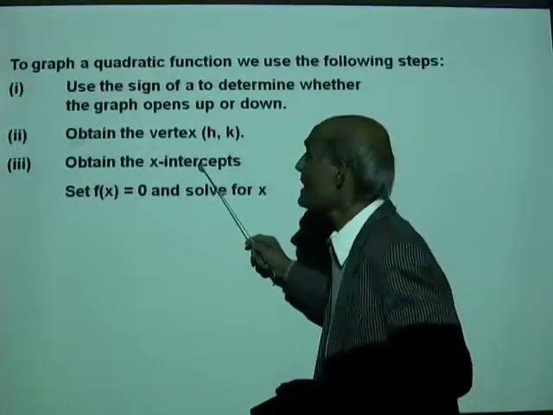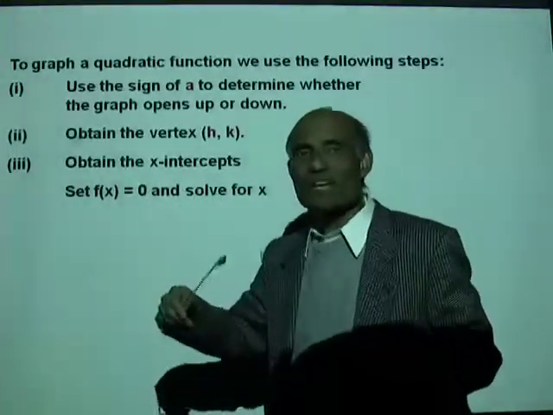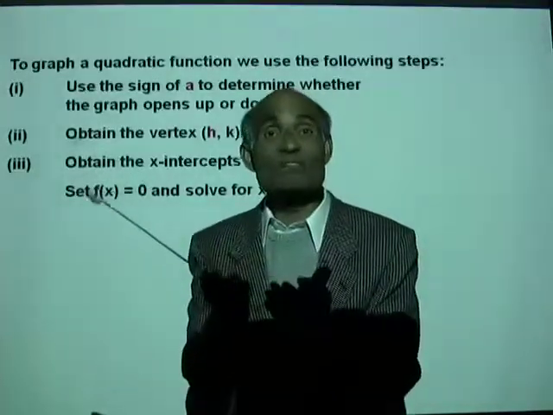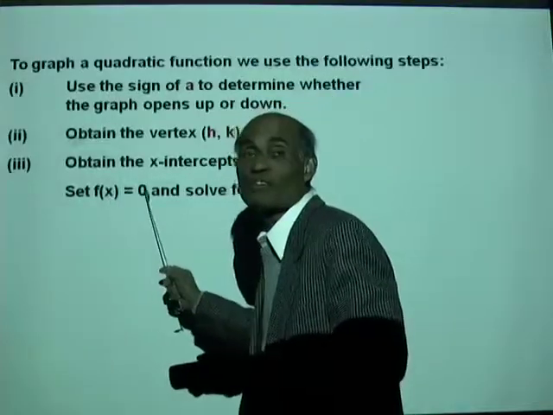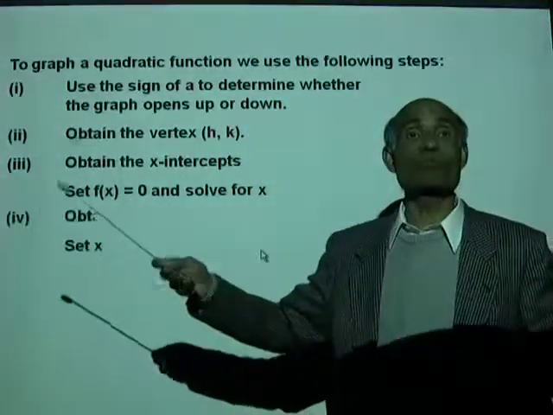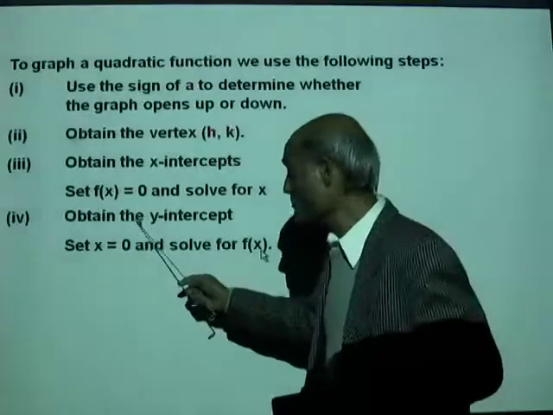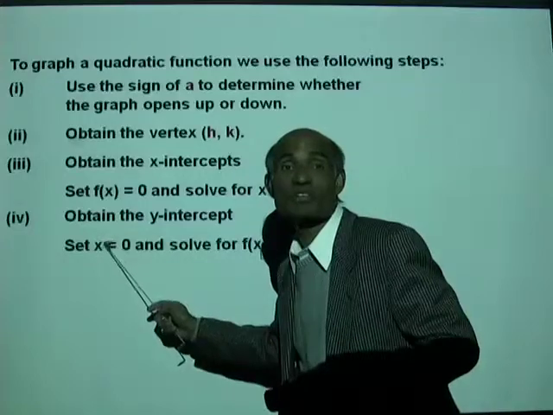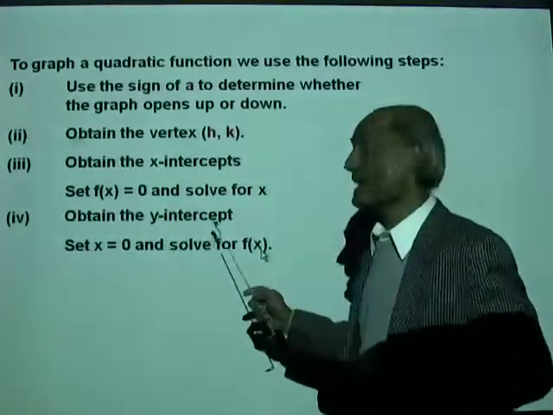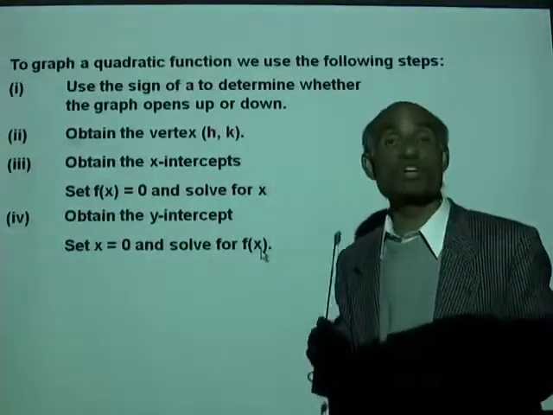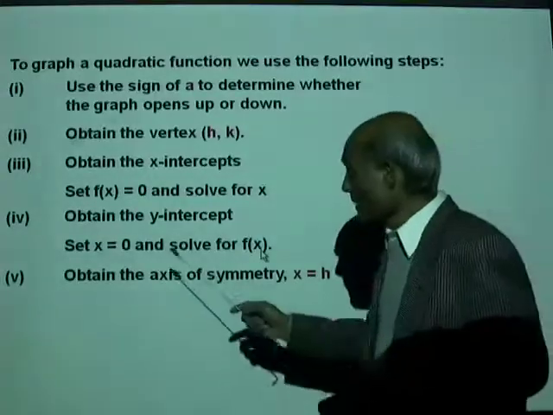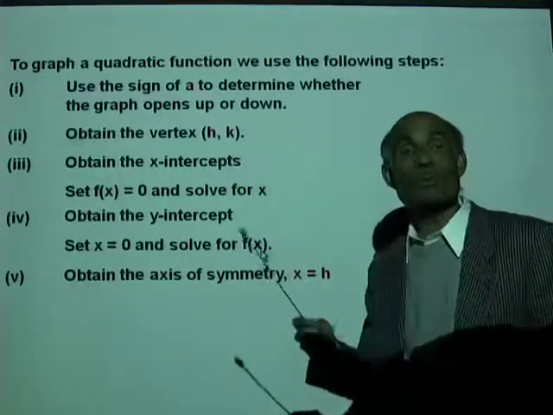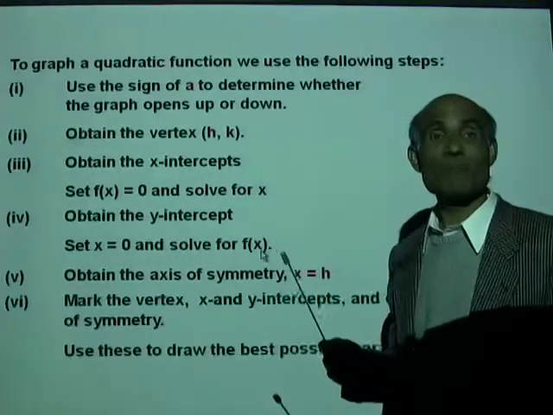Third, obtain the x-intercept. How do you obtain the x-intercept? The x-intercept occurs where the function value is 0. So set f(x) equal to 0 and solve for x. Then obtain the y-intercept. Of course, the y-intercept occurs where x equal to 0, so find the value of the function at x equal to 0. Then obtain the axis of symmetry. The axis of symmetry is always x equal to h.